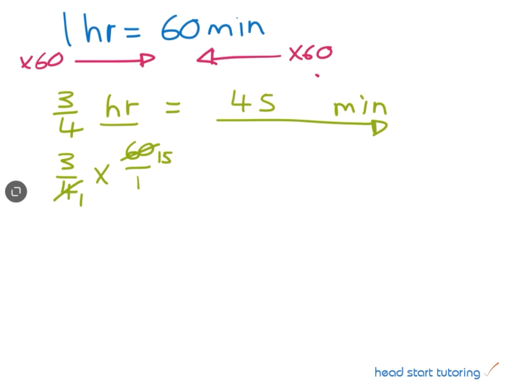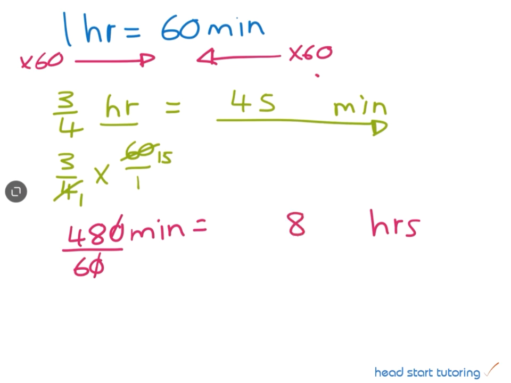Right, so if I have got 480 minutes, and I would like to convert that into hours, I have to divide my 480 by 60, and that will give me an answer. I can cross cancel there, which is 48 divided by 6. That'll give me an answer of 8 hours.